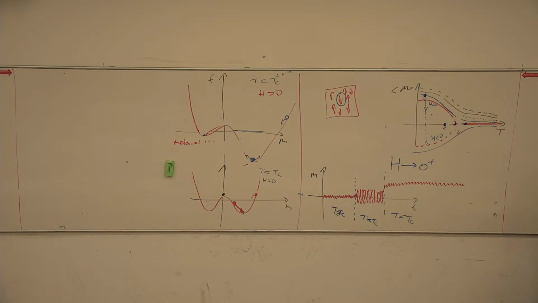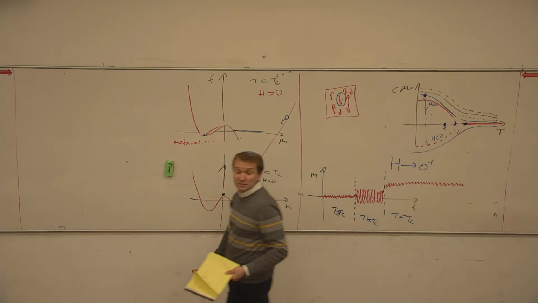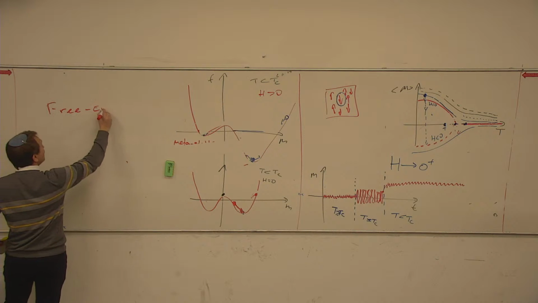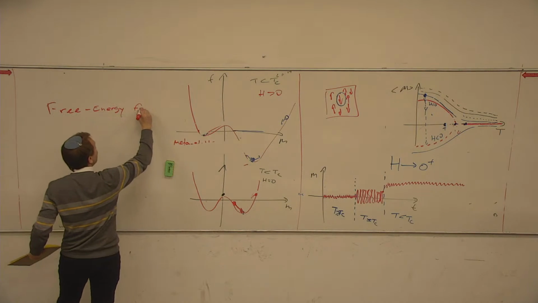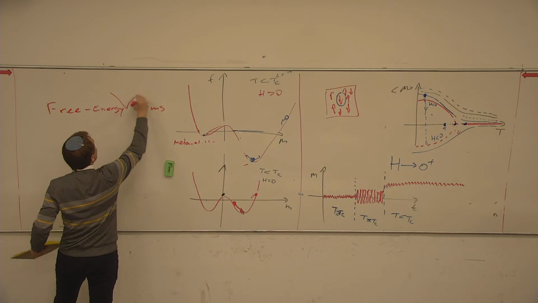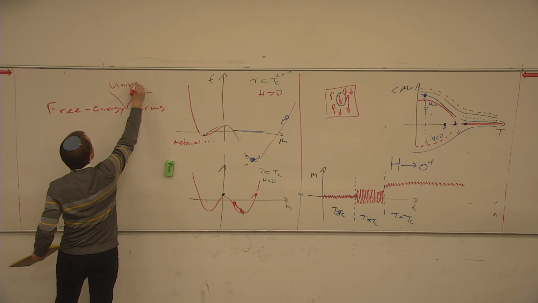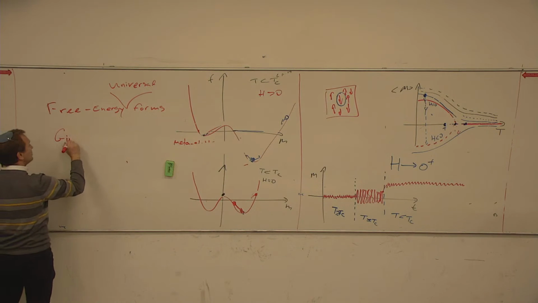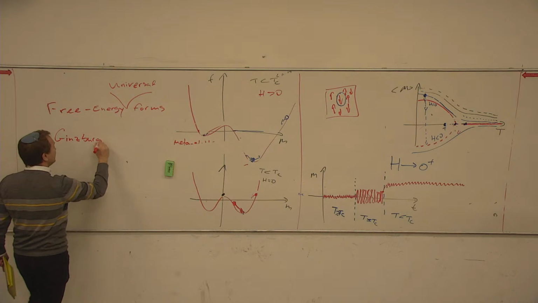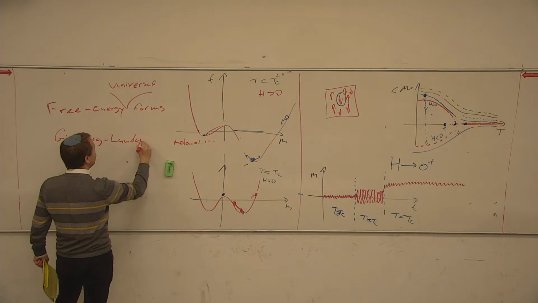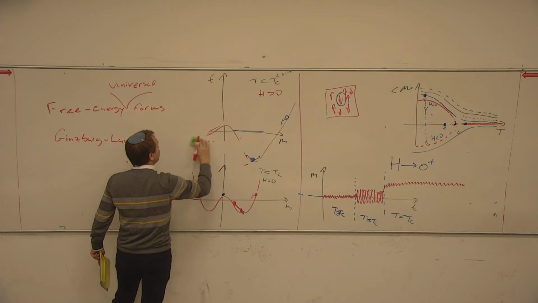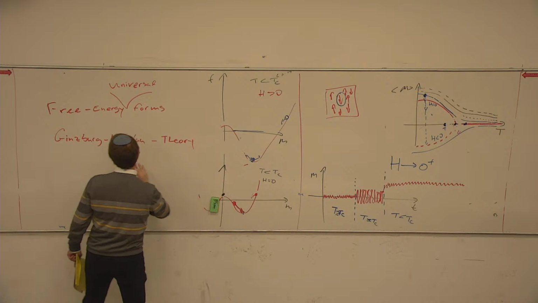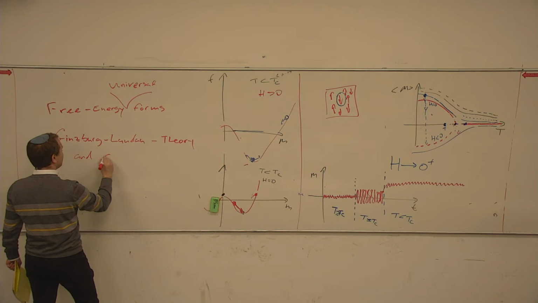So this is how they started their development of the free energy's universal forms. It's called Ginzburg-Landau theory, and critical exponents.